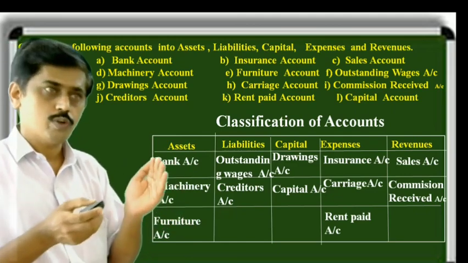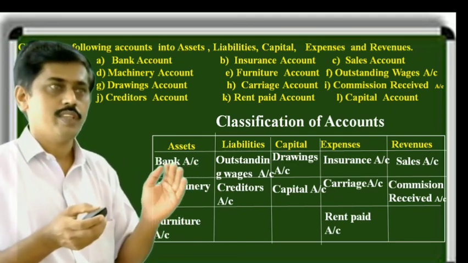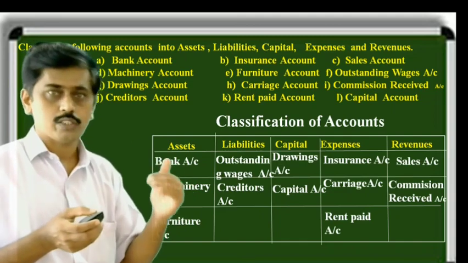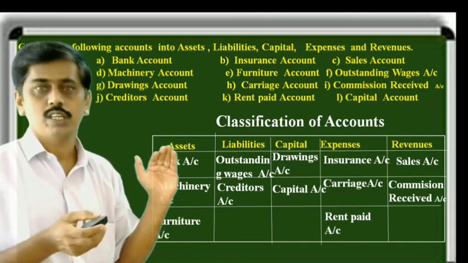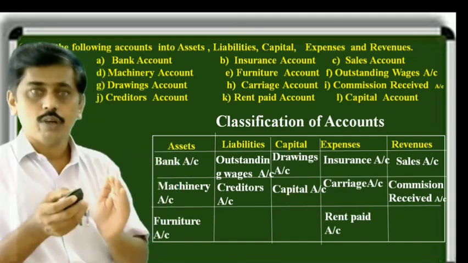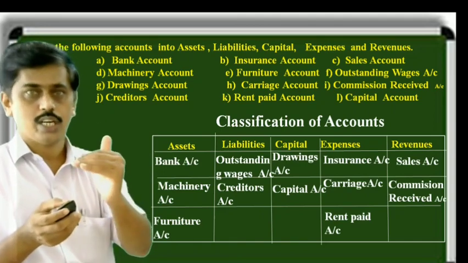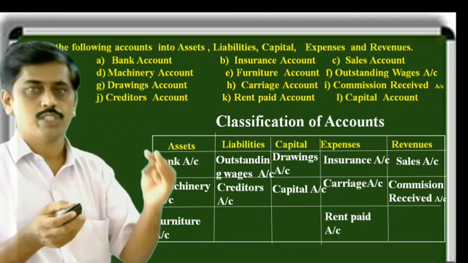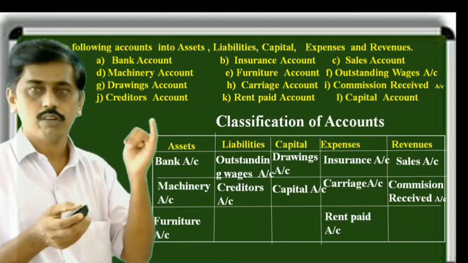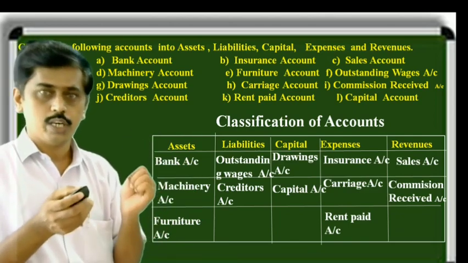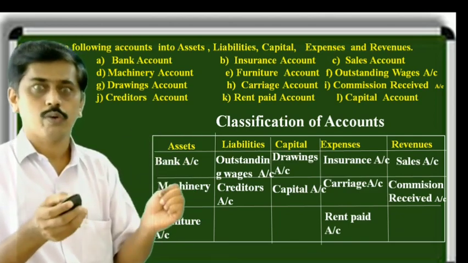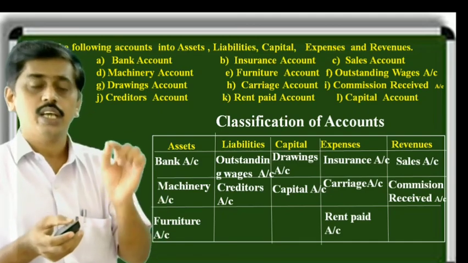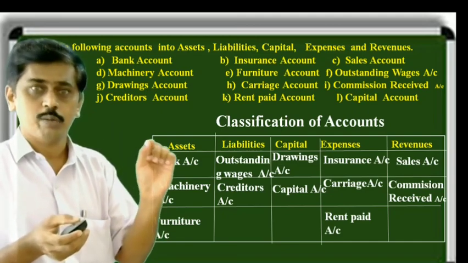English system, though we have seen personal, real and nominal, as per the textbook we are supposed to follow the American system. So while solving the problem we make this classification only: assets account, liabilities account, capital account, expenses account and revenues account. And we should be able to apply the rules of debit and credit. Once again I repeat the rules of debit and credit.